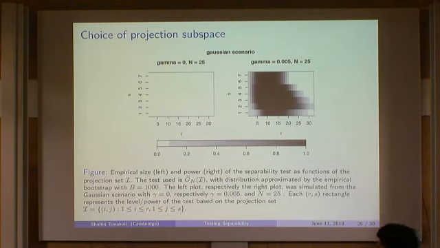And what you have on the left is the level of the test, the empirical level, and you're seeing that whatever the projection you take, you always respect the level of the test. On the right, you're looking at a small departure from separability, and the power of the test. It's telling you that if you take just one projection or a few projections, you don't have much power. But if you take enough projections, suddenly you have 100% power. But if you take too many projections, then you get less and less power.